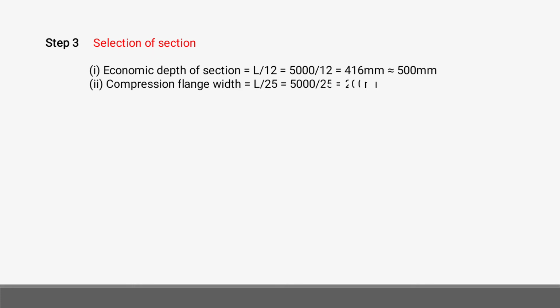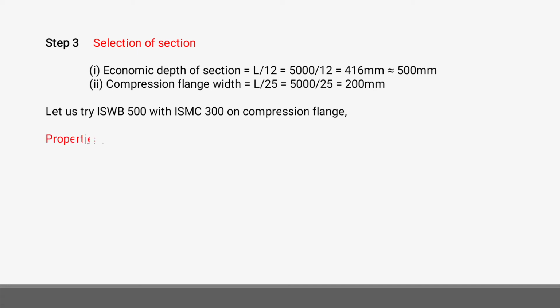Now the second condition is the compression flange width, L by 25, is equal to 5000 divided by 25, which is equal to 200 mm. So let us try ISWB 500 with ISMC 300 on the compression flange. So we just try one section. So we have selected the ISMC 300. So the properties of ISWB 500 at 9.52 Newton per meter. And the properties of ISMC 300 also.